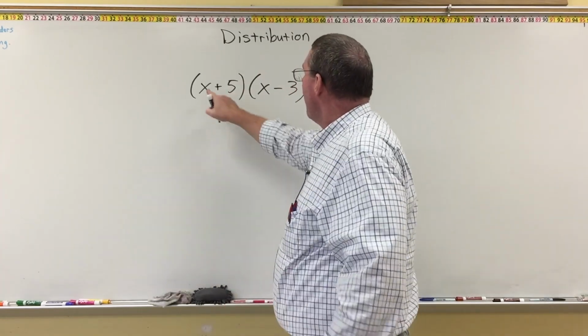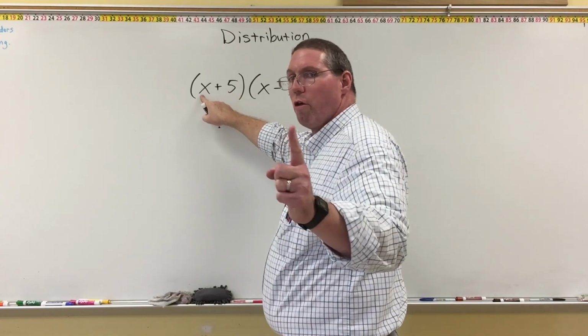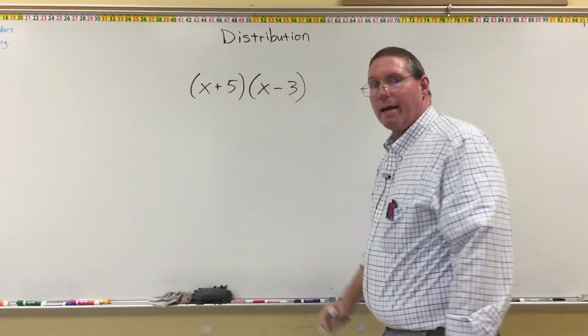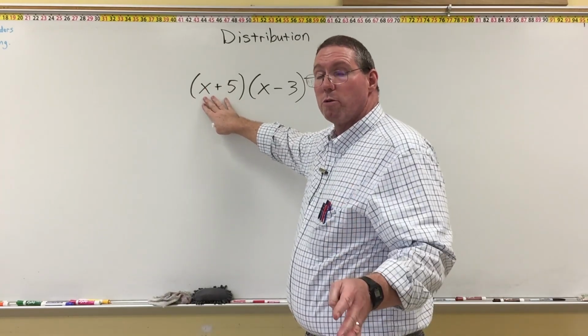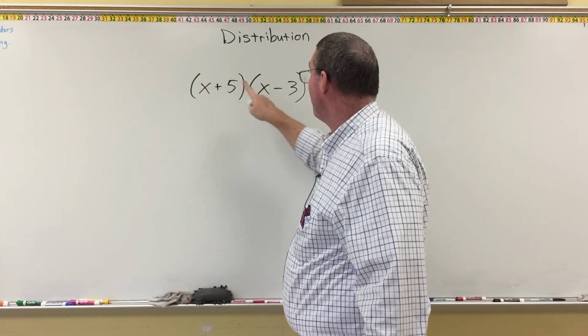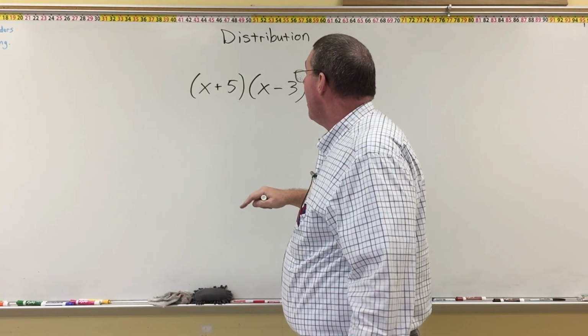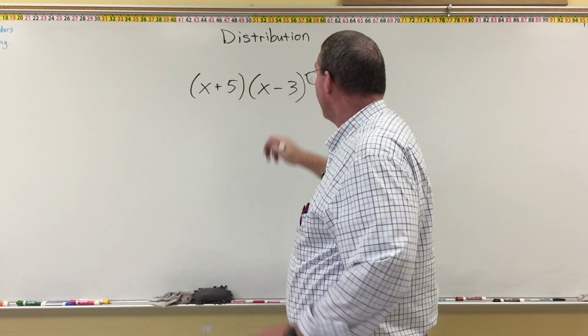This x has to be multiplied by this x, but this x also has to be multiplied by this negative 3, okay? Every term over here has to be multiplied by every term over here. So the x will have to be multiplied by the x and the negative 3, and then the 5 will have to be multiplied by the x and the negative 3.